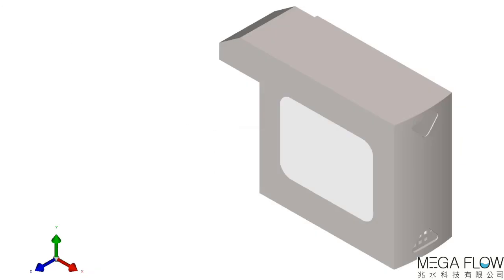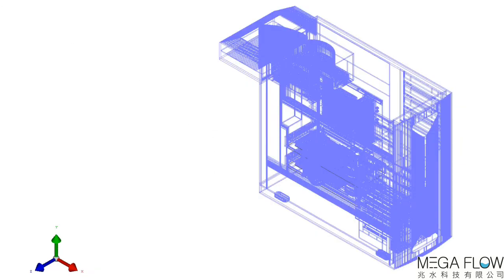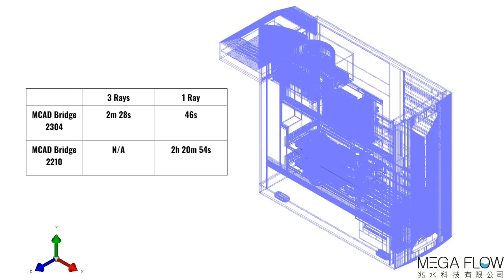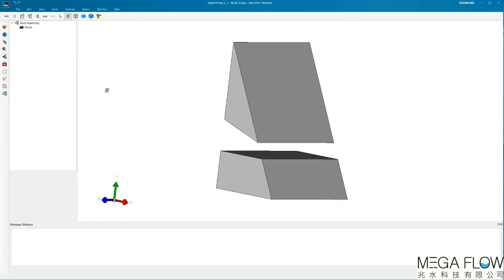It is worth noting that voxelization has had a significant increase in speed. Even though using 3 ray directions is slower than using 1, this new version of FloMCAD Bridge is much faster than previous versions. So while in this example the 3 ray option took over 3 times as long as the 1 ray option, the 2 minute and 28 seconds is still 57 times faster than the previous version using just 1 ray for voxelization.